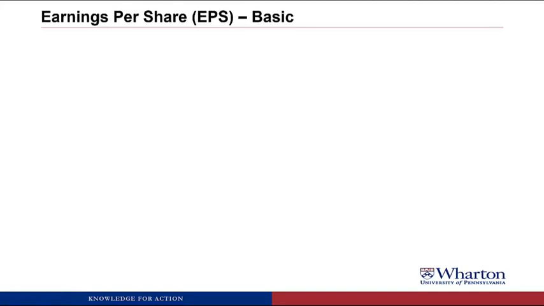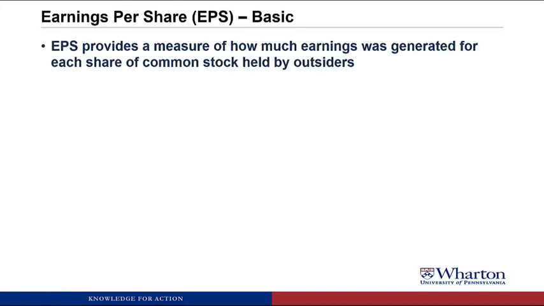Earnings per share, or EPS, provides a measure of how much earnings was generated for each share of common stock held by outsiders. So the idea is to take this performance measure, earnings, and scale it by the number of shares outstanding so that each shareholder can say, how much earnings did the company generate for me this period based on the number of shares that I hold? It's an extremely common number in financial reporting.